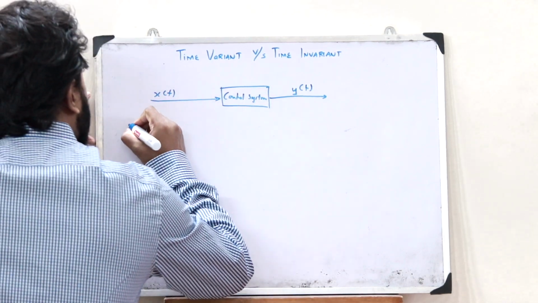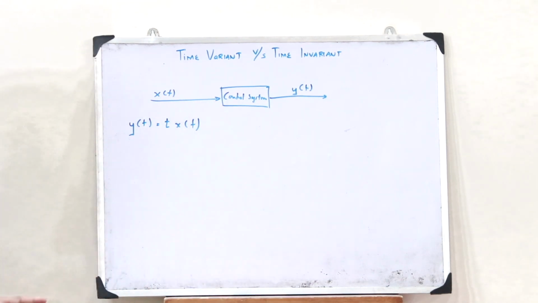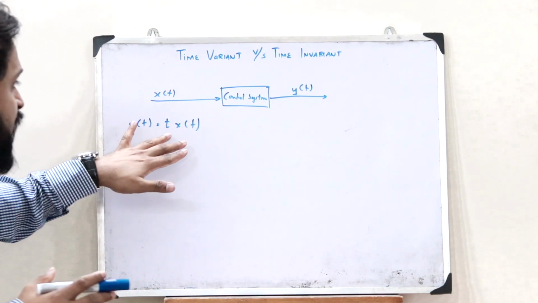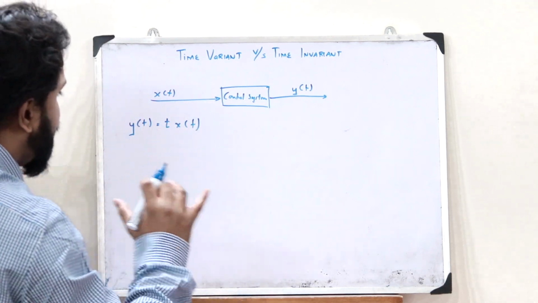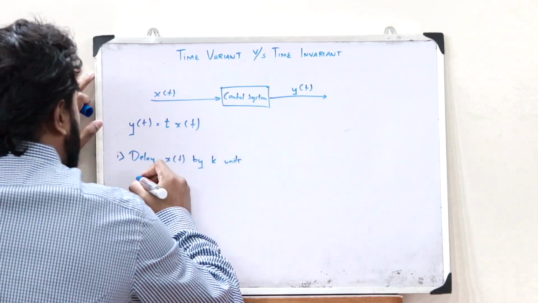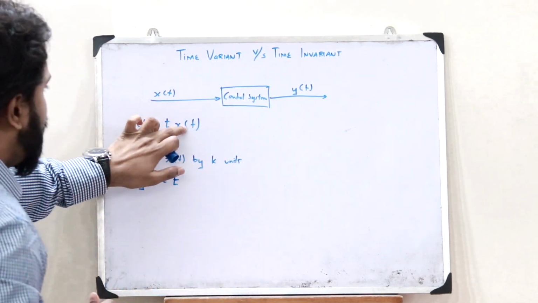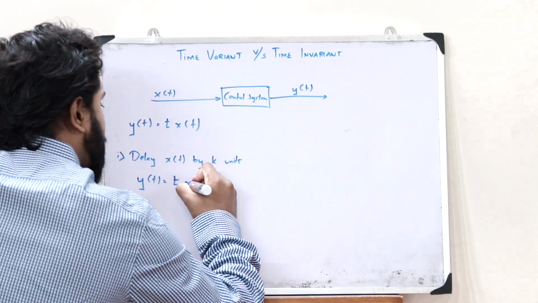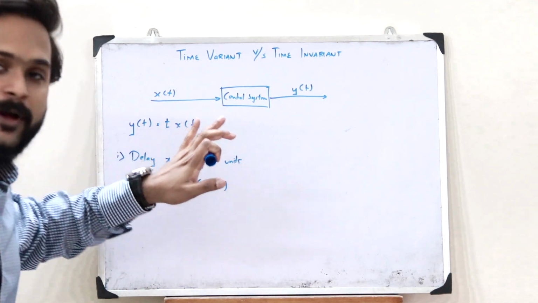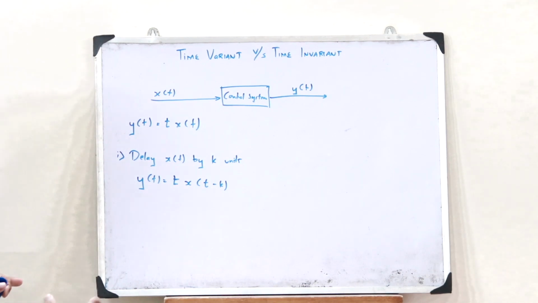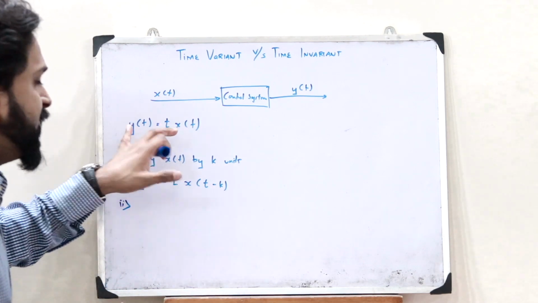So the first basic example is y of t is equal to t into x of t. Let us check this example. Here the first thing we have to do is delay x of t by k units. So here x of t is delayed by k units. So we get y of t is equal to t into x of t minus k, because x of t is delayed by k units. Next, the next step is wherever we have t, we have to replace it by t minus k.